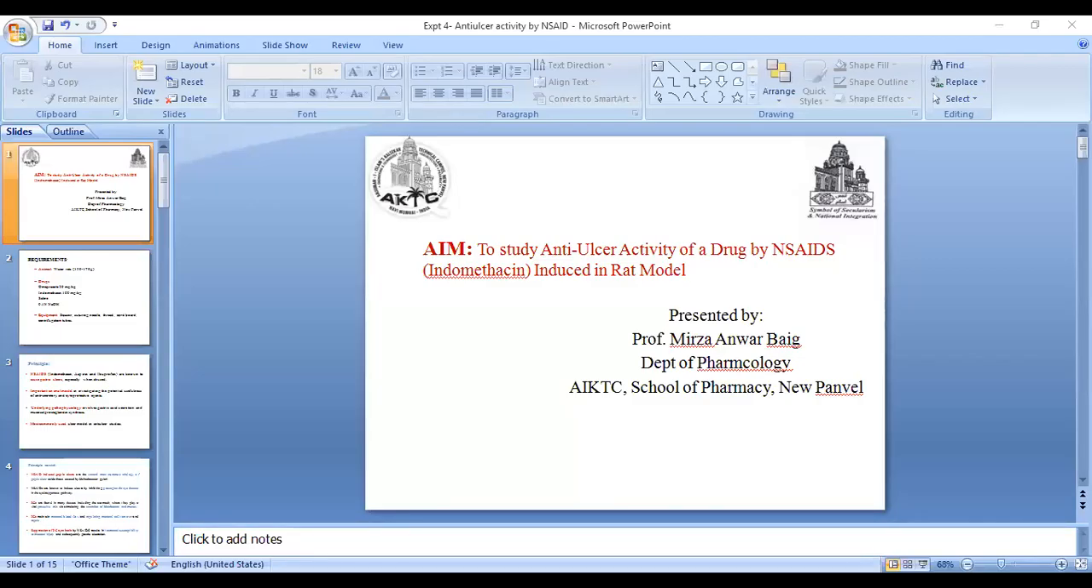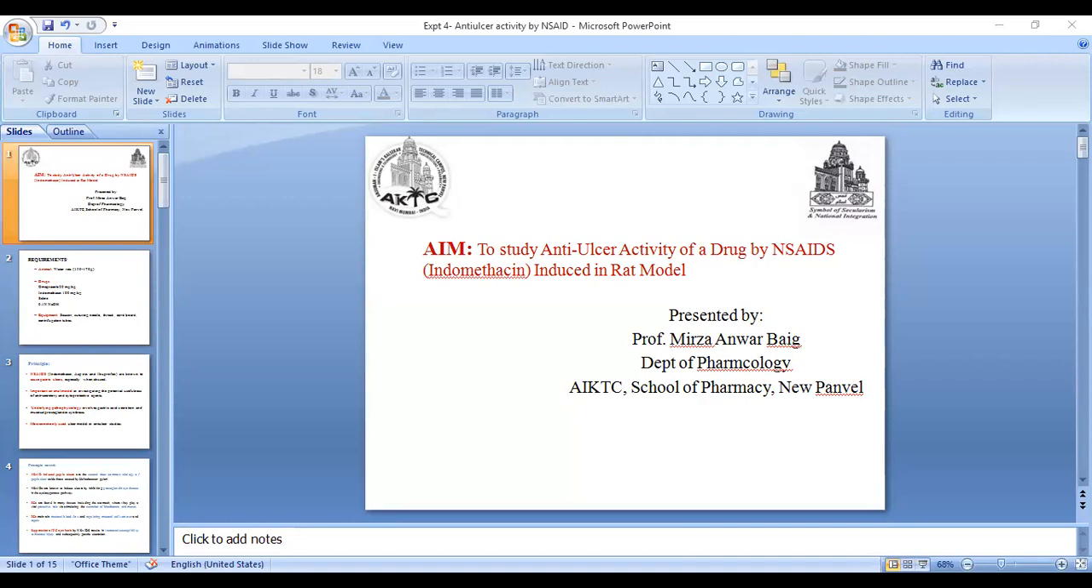Okay, so let's start with the experiment. Now see, the title of the experiment is to study anti-ulcer activity of a drug by NSAIDs induced rat model. Okay. So basically what we are studying, first of all, this is a preclinical experiment.